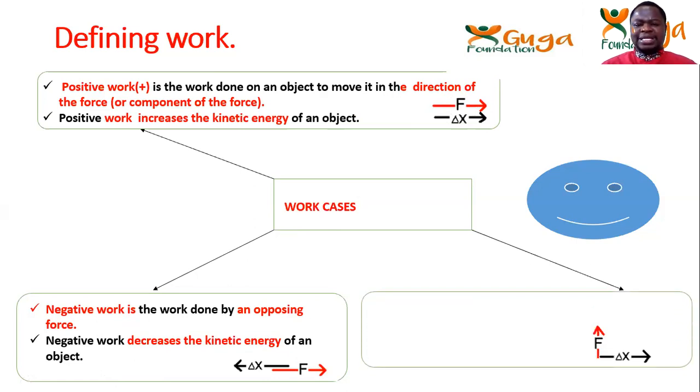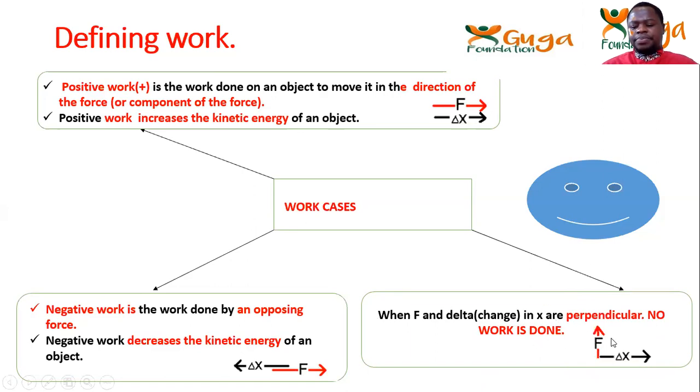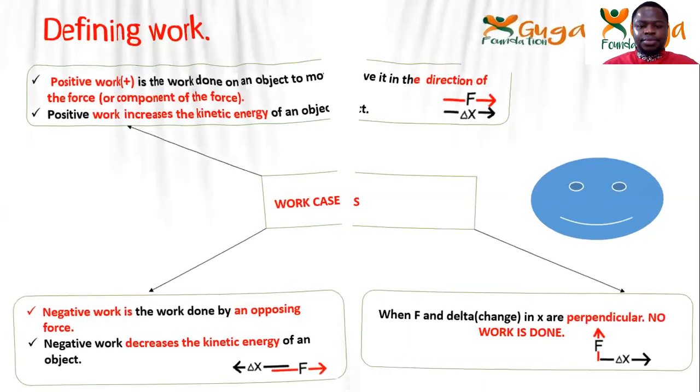Let's look at the last case. When force and displacement are perpendicular, no work is done, meaning that your work here will be 0. The force is going up and the displacement is going to the right, meaning that the angle between the two is 90 degrees. Let's proceed.